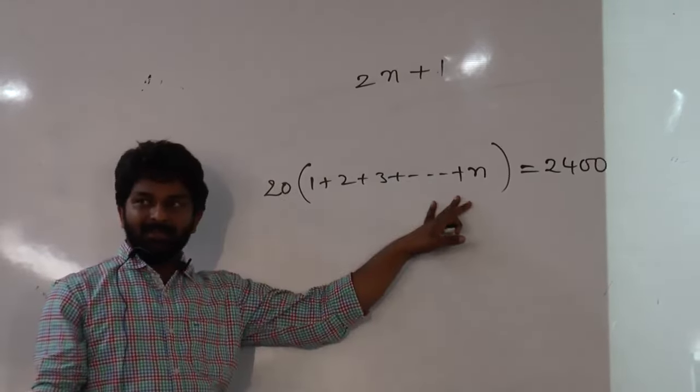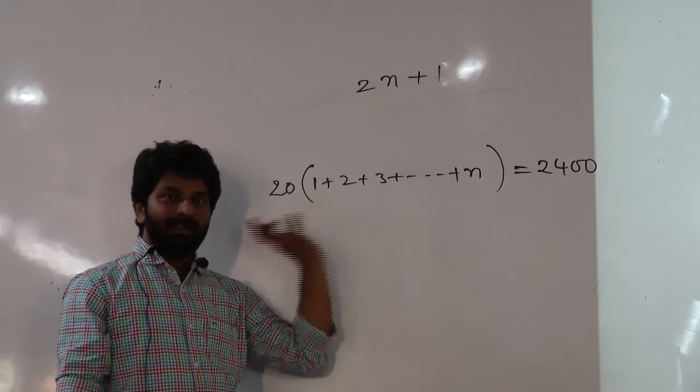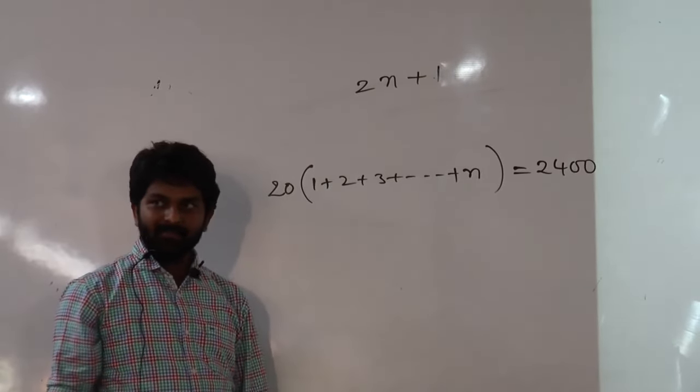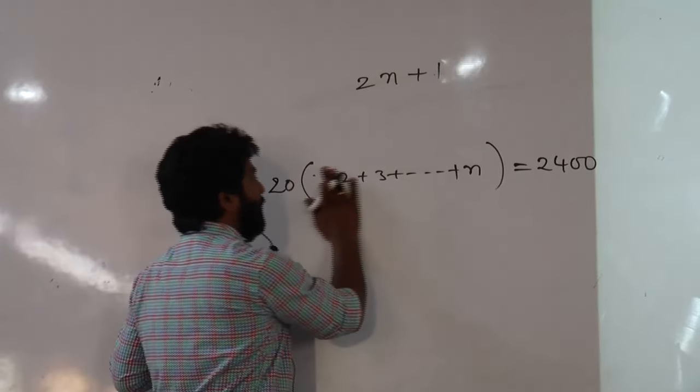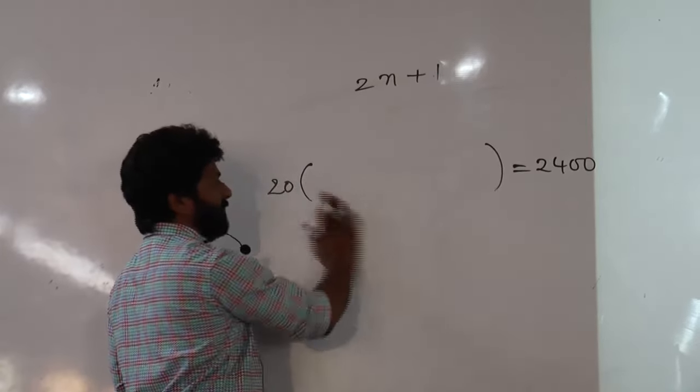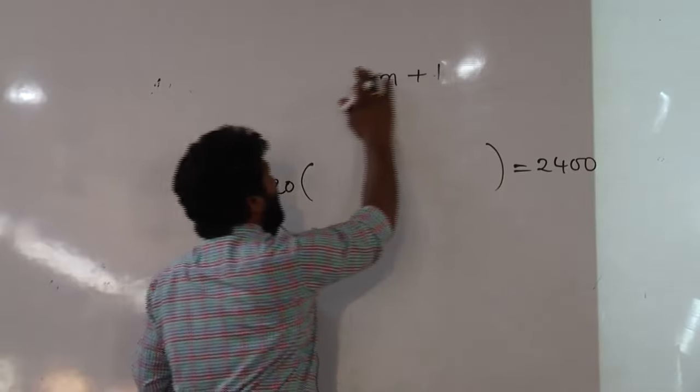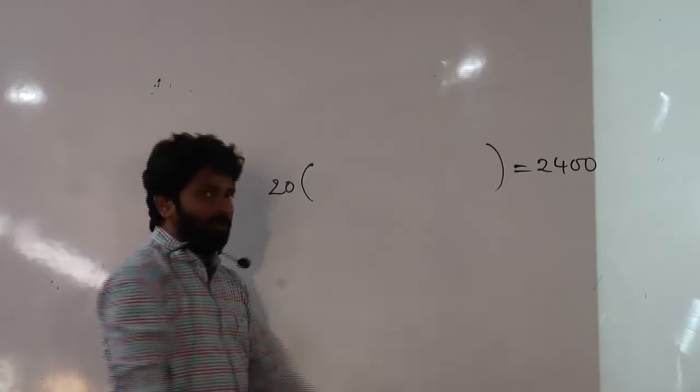Sum of n natural numbers is n into n plus 1 by 2. Solve it, you will get the value. This is one way of solving the equation. Otherwise, I don't want to do this. I don't want to even treat this number as 2n plus 1. Let me go for the answer to the question.